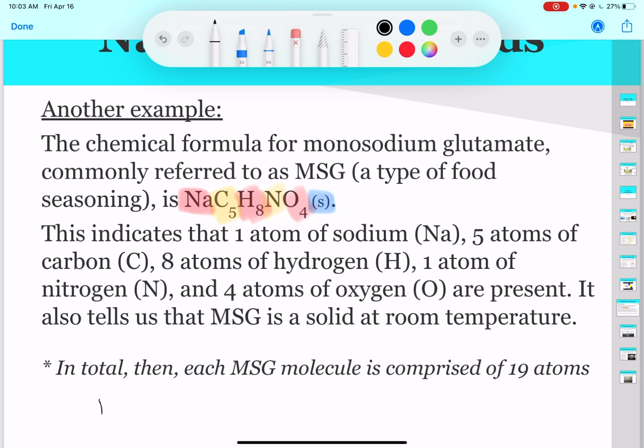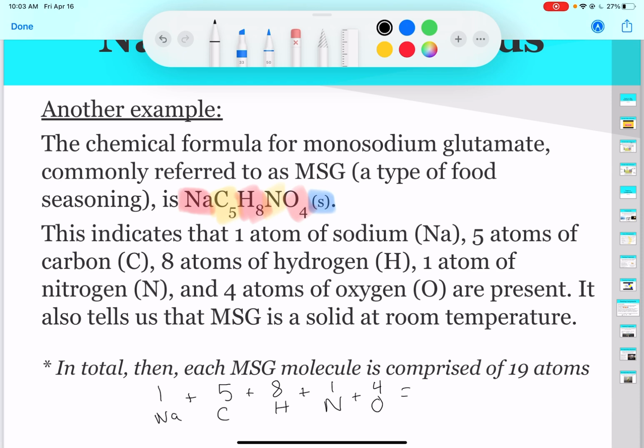So I'm just going to write this out. Na, there's 1. This is not the best way to write it. I'm going to write 1 and then I'm going to write Na below it. Carbon, we've got 5. Hydrogen, we've got 8. Nitrogen, we've got 1. Oxygen, we've got 4. And that's it.